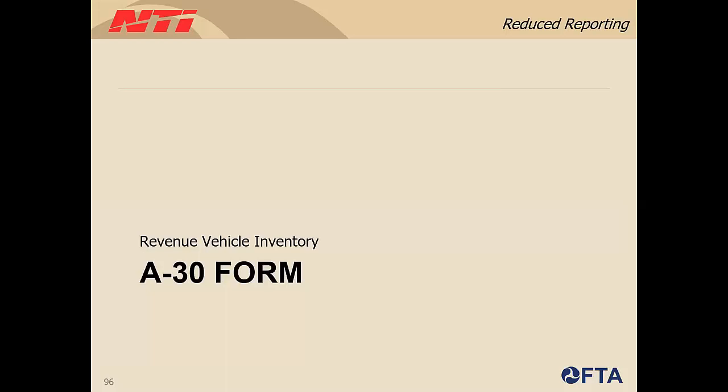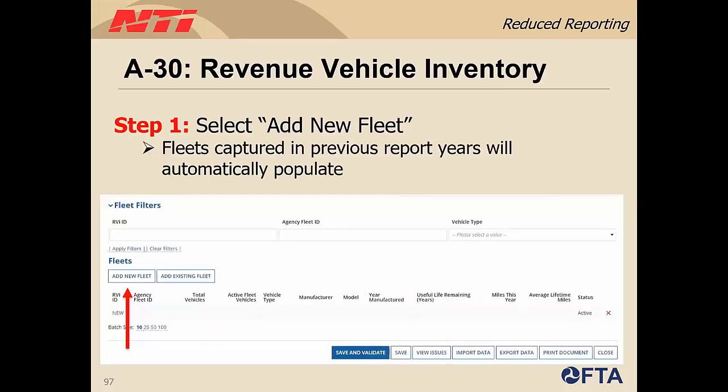Now we will review the A30 Revenue Vehicle Inventory Form. Each year, you should review and update the A30 form by adding any new vehicles or retiring any vehicles that are no longer in service at your agency. The form will pre-populate all revenue vehicle fleets from the previous report year. If you need to add a fleet, you will select the Add New Fleet button.